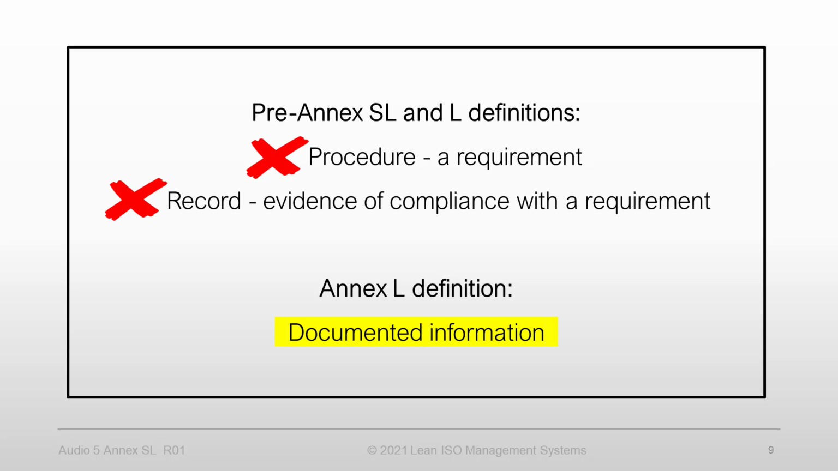ISO 13485-2003 and ISO 14001-2004 used the same terms to differentiate between requirements: the procedures and evidence of compliance with requirements, the records. Annexes put an end to these distinctive and familiar terms. Instead, the annexes introduced some intricate terms of their own, such as documented information. This term defines both procedures and records.